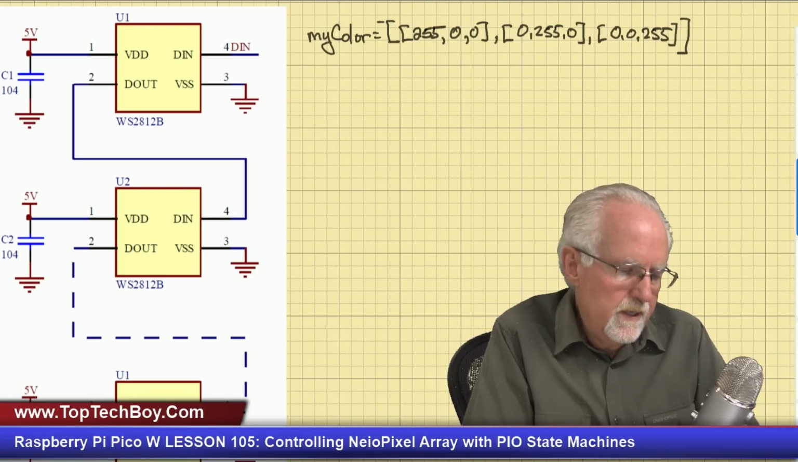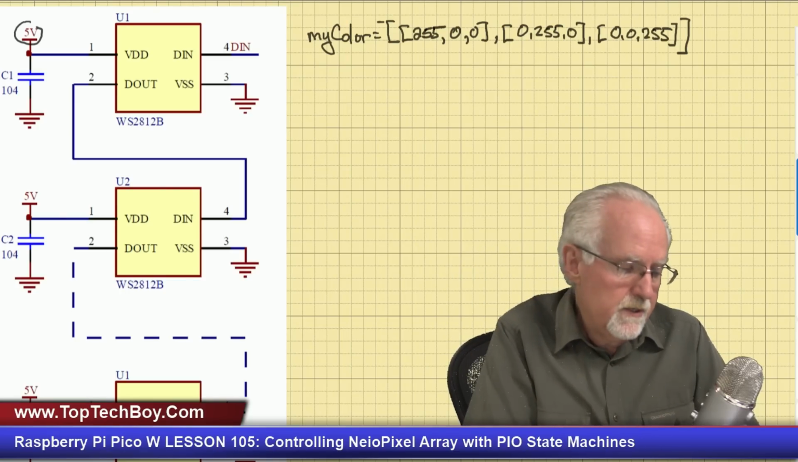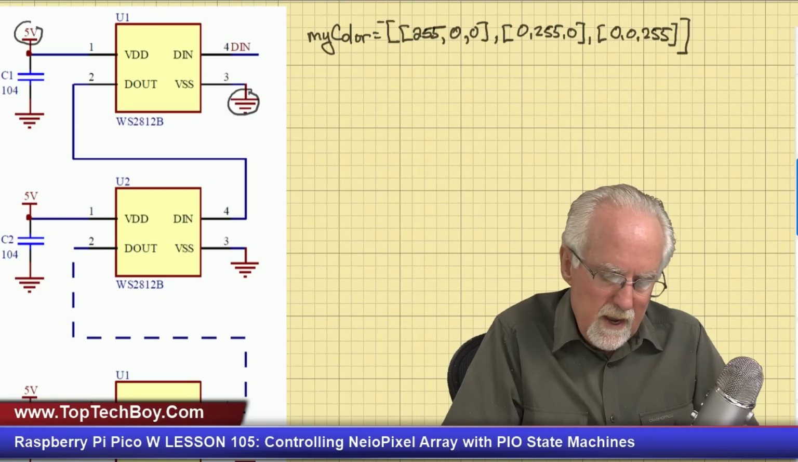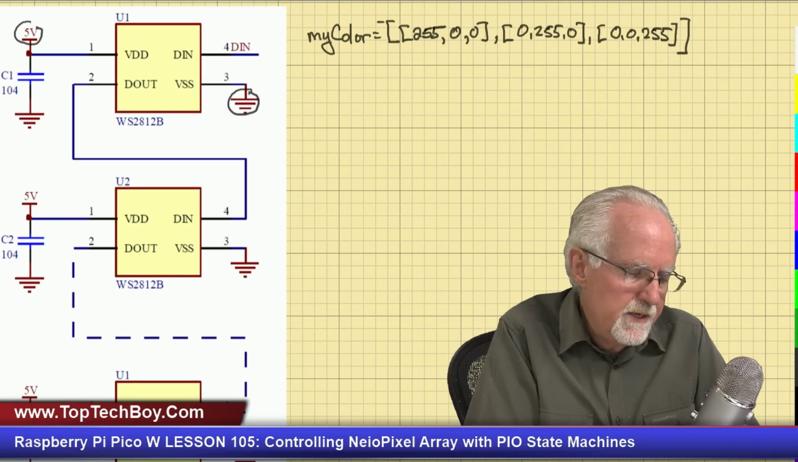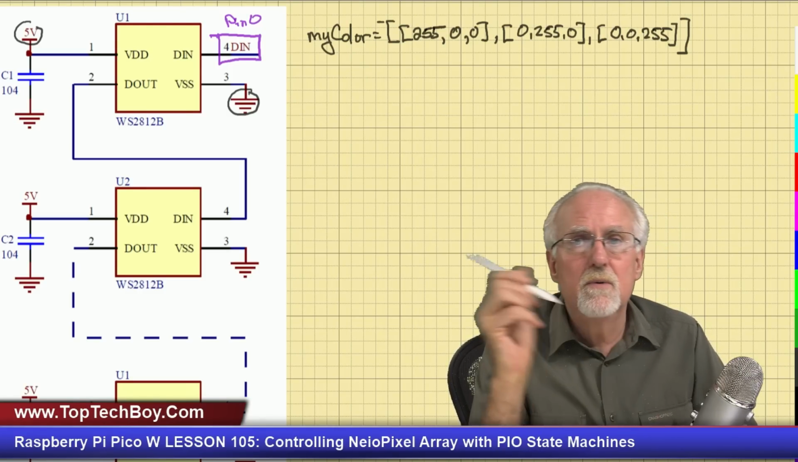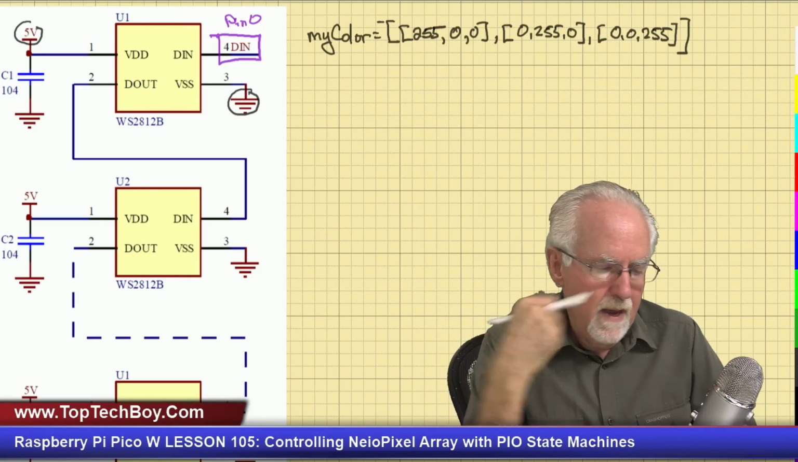Okay, now, how does the NeoPixel work? Well, the first thing you see is that you have one pin of the NeoPixel hooked to 5 volts. You have another pin of that same NeoPixel hooked to ground. But then where does the magic happen? The magic happens on the DIN pin, the data in pin. And we're going to connect that to GPIO pin 0 on our Raspberry Pi Pico.